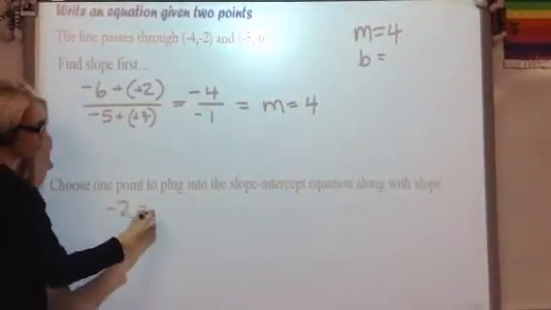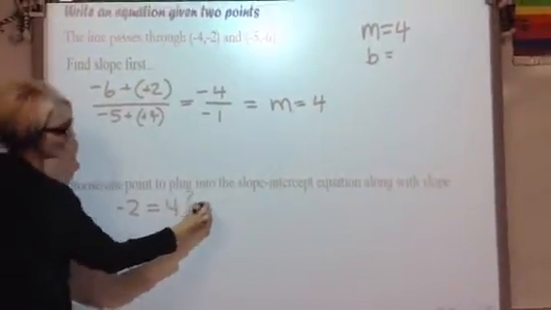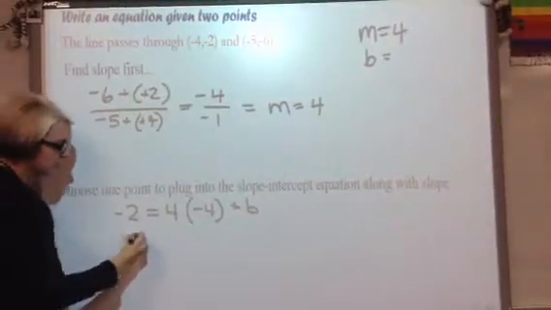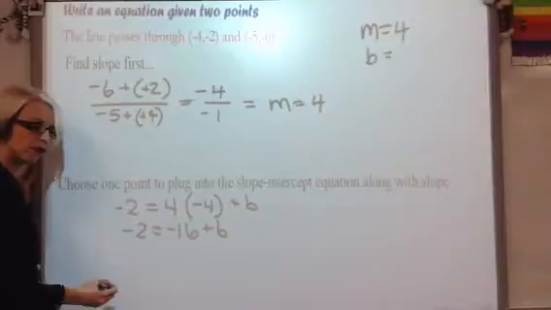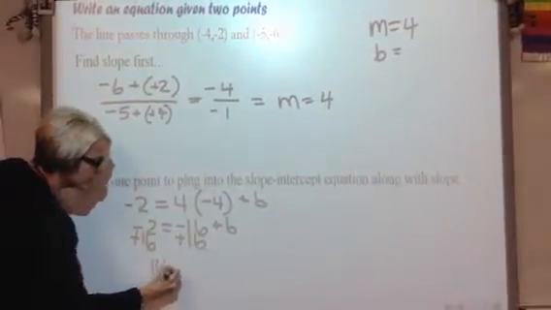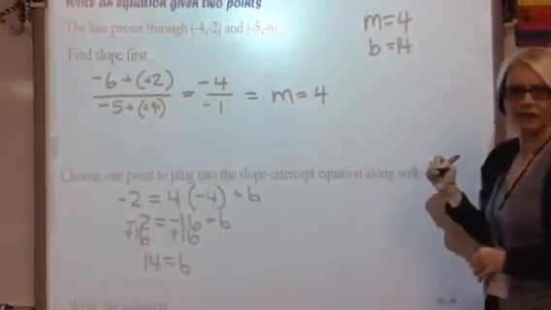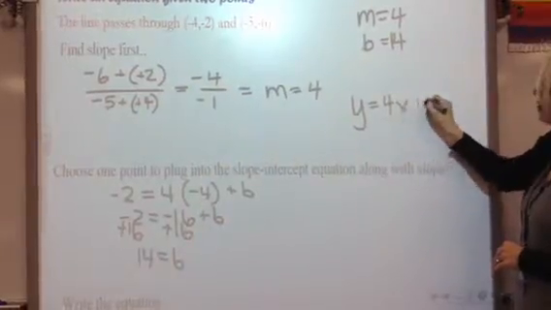y equals slope, which is m, times x plus b. Simplify. So negative 2 is equal to negative 16 plus b. We're going to add 16, and we get 14 is equal to b. Do I have enough now to write the equation? You bet I do. y is equal to 4x plus 14.